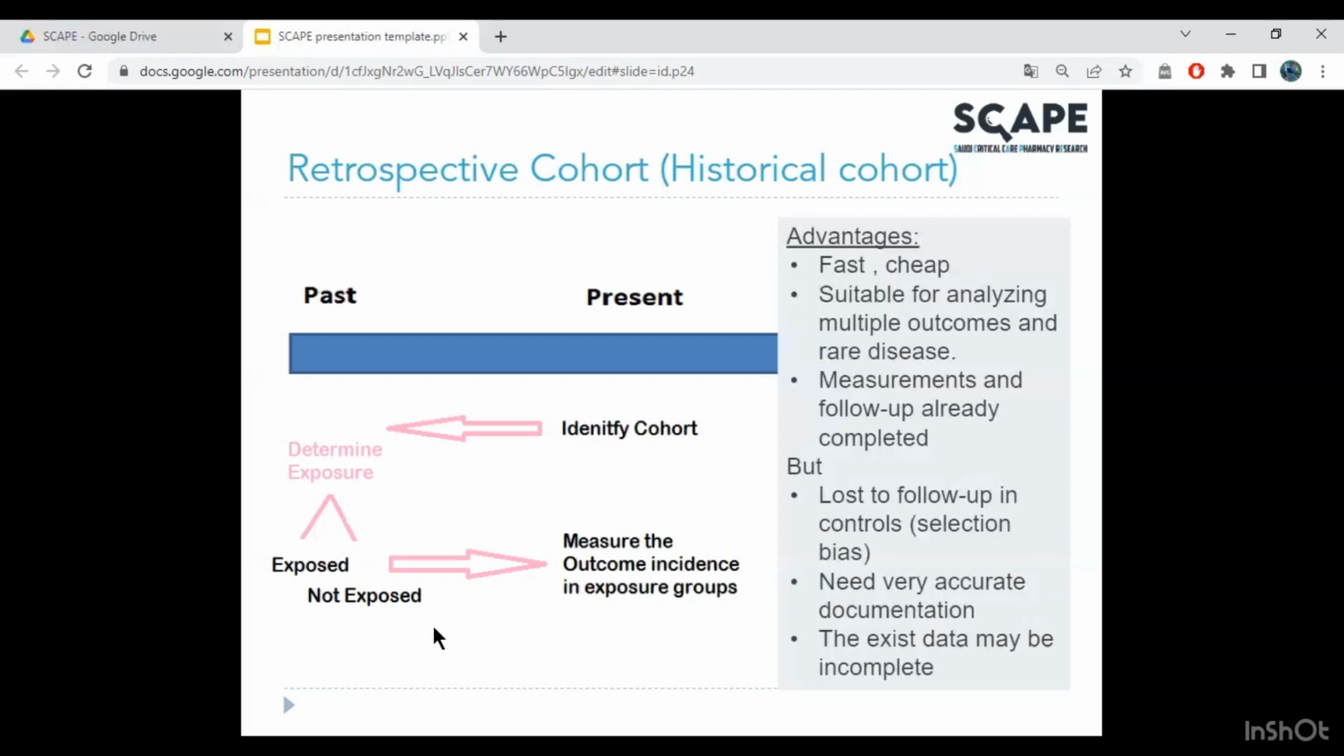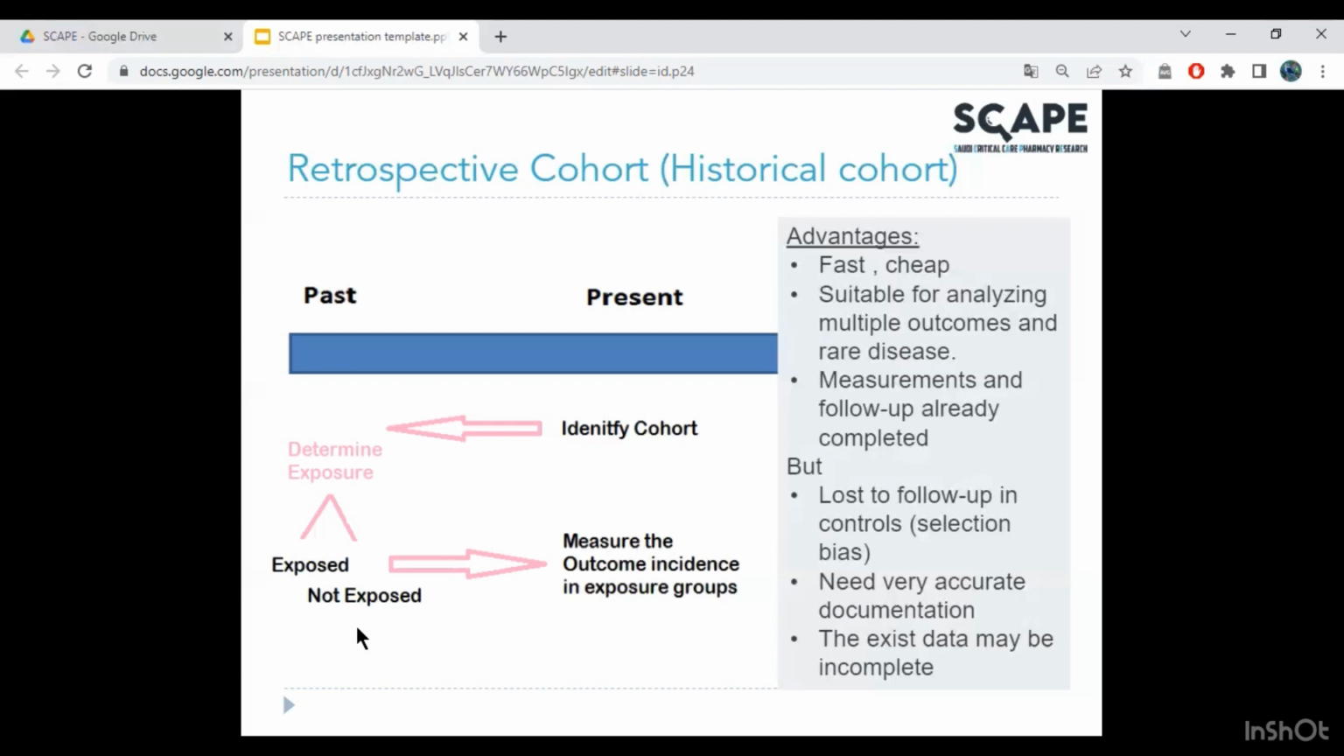And this data was not collected for the purpose of the research. It was collected for other purposes, but you are trying to conduct research out of this existing data. So the existing data may not be complete, and may not be designed as you want as a researcher. And the documentation might be very poor in some institutions.